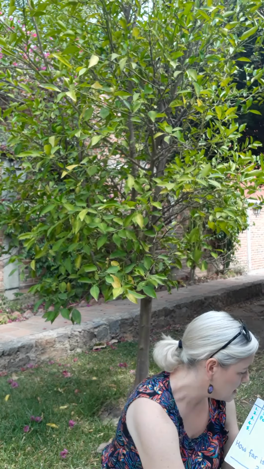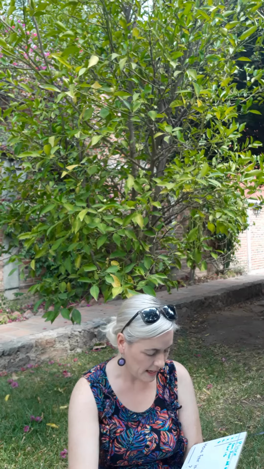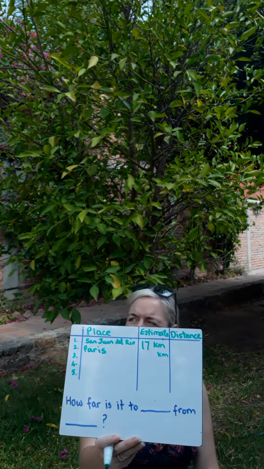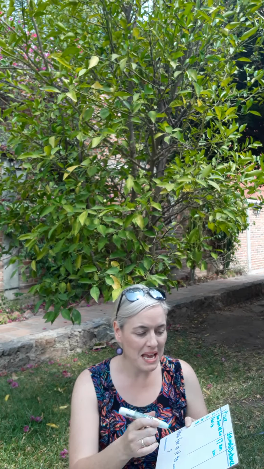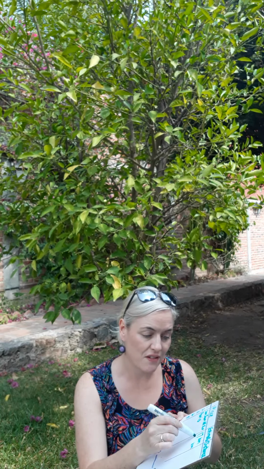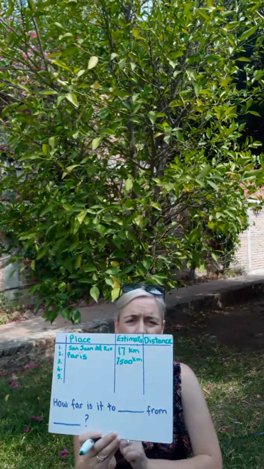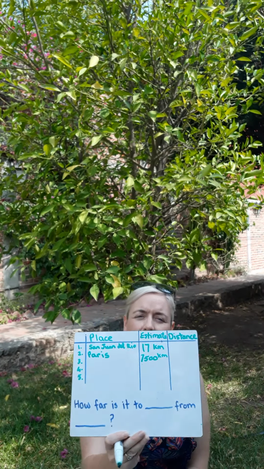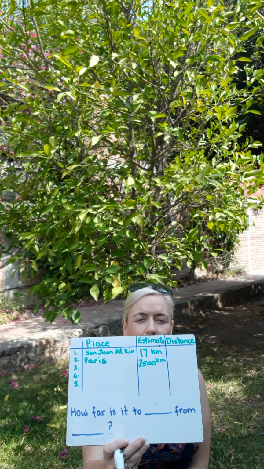So I'm going to make a guess that San Juan del Rio from Tequisquiapan is about, I think, 17 kilometers. That's my guess. How about Paris? How far do I think Paris is from Tequisquiapan? Maybe 7,500 kilometers, because they have to go across Mexico and across the ocean. So maybe it's about that many kilometers, which is very, very far. It's a long distance, okay?